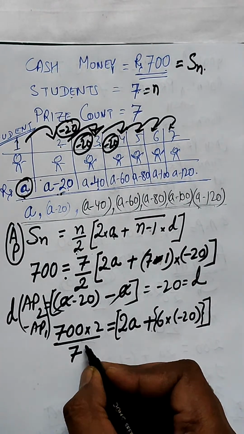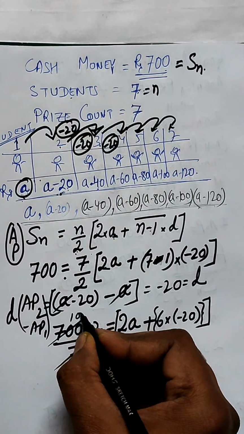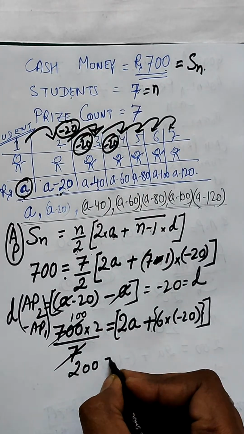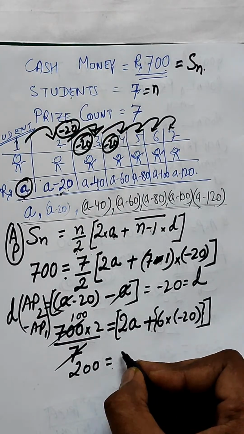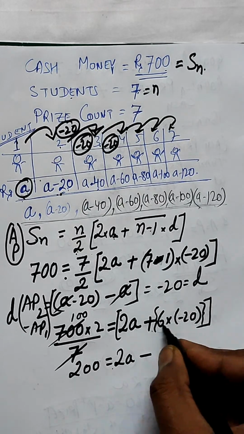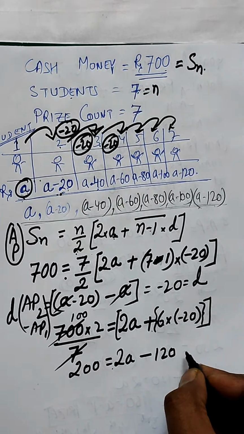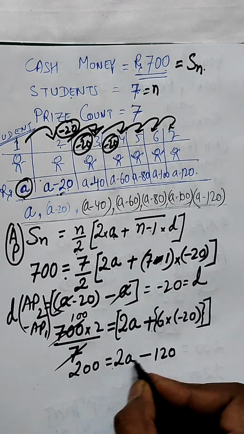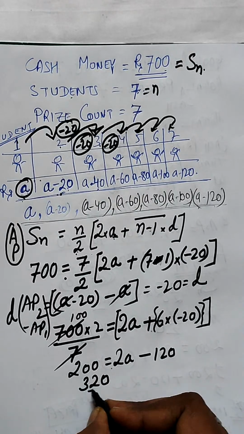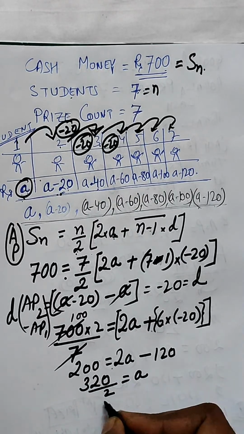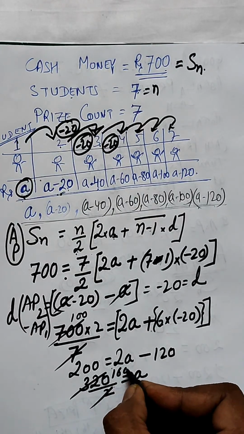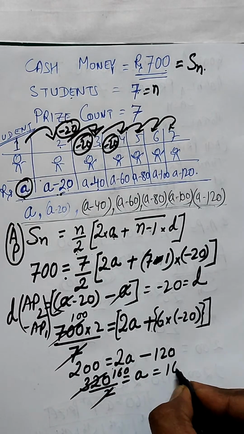Now this 7 will cancel the 700 with 100 times. So 100 into 2 will be coming as 200 equal to 2a. So 2a will be the variable as it is. Minus 20 into 6 will be coming as minus 120. So 200 and 120 will be coming to this side. This will be 320 divided by 2 will give you the value of a. So 2 will cancel this 320 with 160. So the value of a is 160.